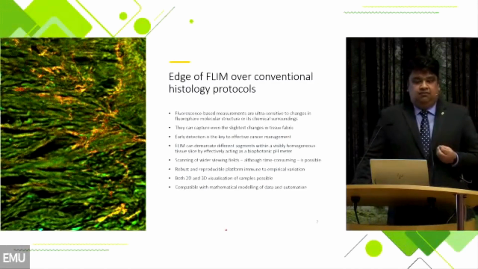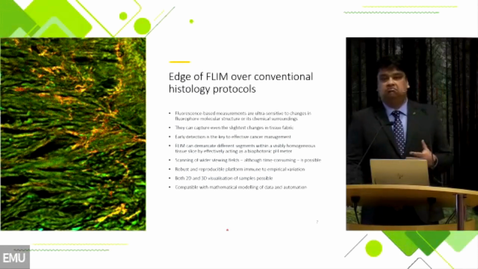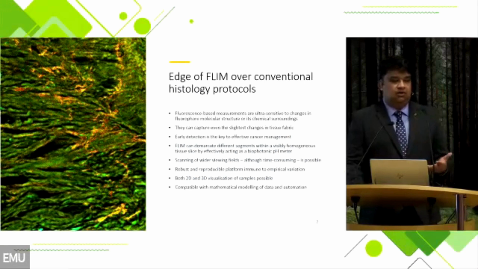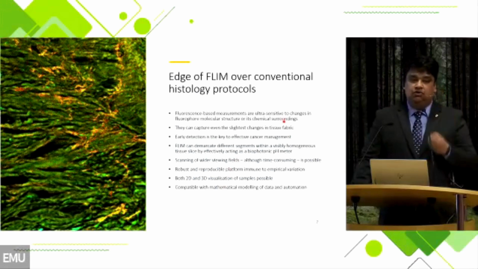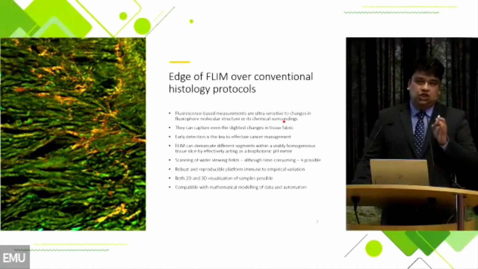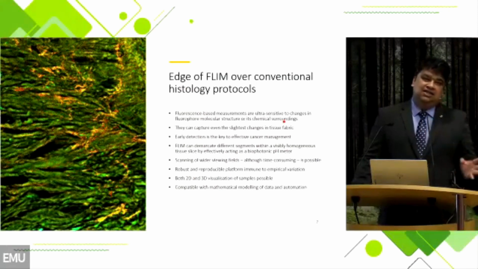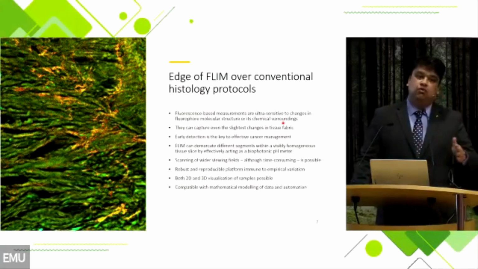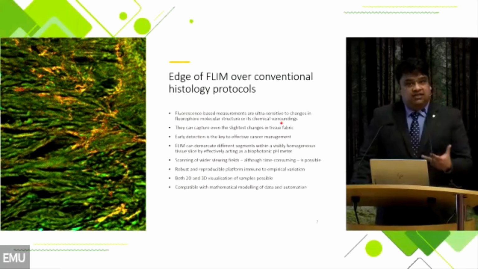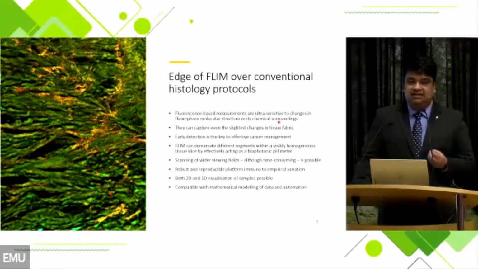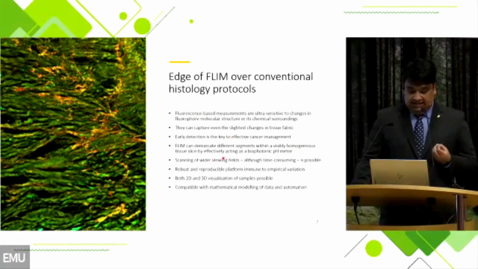Why are we interested in FLIM? There are a lot of conventional microscopic techniques, confocal microscopy, and many staining protocols that have already emerged. There are a few reasons why we are interested in it. The first one is that these techniques are super sensitive, ultra sensitive, which should enable us much earlier detection. The earlier we can push the threshold of detection, the better the success rate will be in the management of these cancer tissues. They can capture even the slightest changes in the tissue fabric. That is where we want to reach, because early detection is the key to effective cancer management.